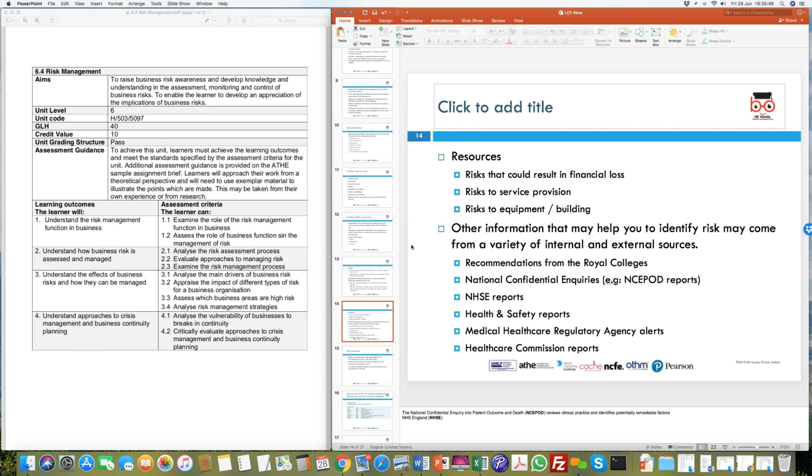Now, when we look at where all these risks come from, what are the agencies involved in the identification of these risks?